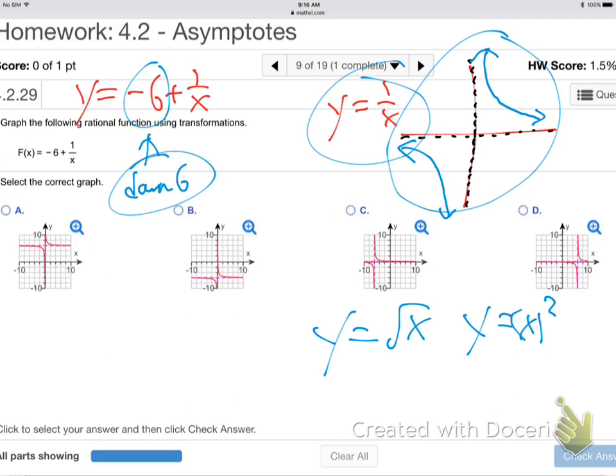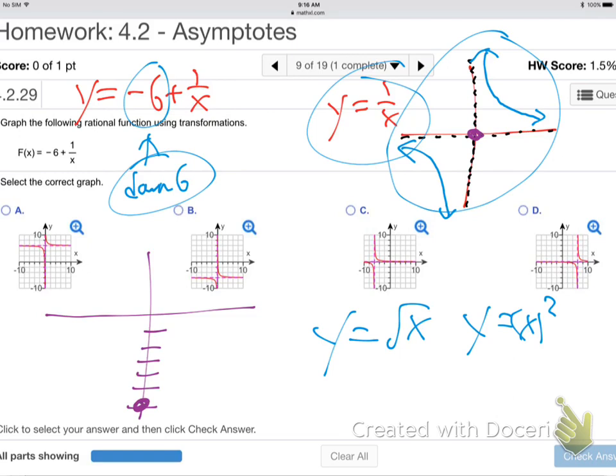Now, the easiest way to do that, guys, is to just grab it right at the origin, because everything's going to move. The crosshairs, the branches, everything. And the easiest way to do that for all these graphs, is just grab them in the middle, grab them at the origin, and move them wherever they need to be moved. So I'm going to grab the origin and move it down 6. 1, 2, 3, 4, 5, 6, right there at negative 6.